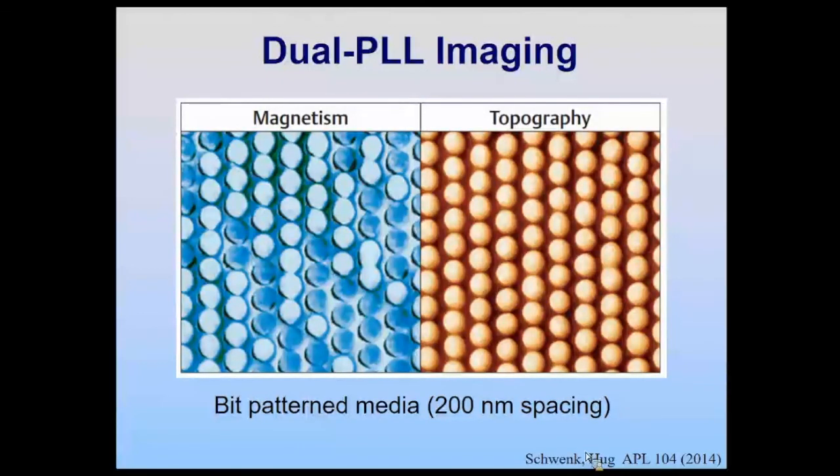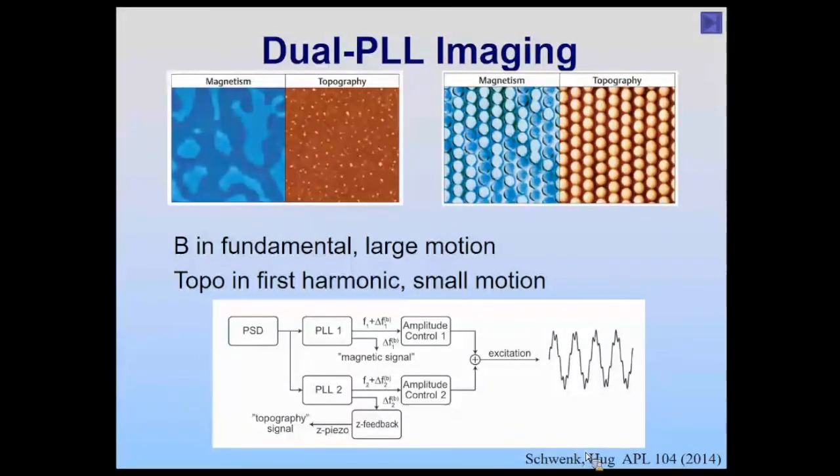These are bit pattern media, so there's about 200 nanometers between these dots. And all the dots have the same topographic height. These are all little palladium dots, but they have different magnetic properties. Some bits are on and some bits are off. So how do you measure magnetism and topography simultaneously?